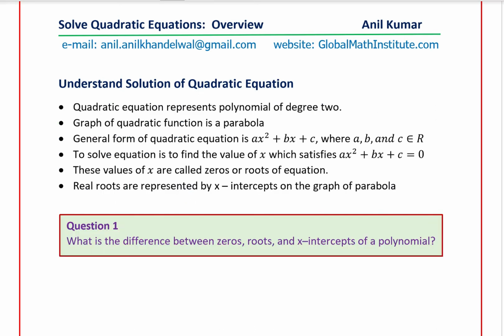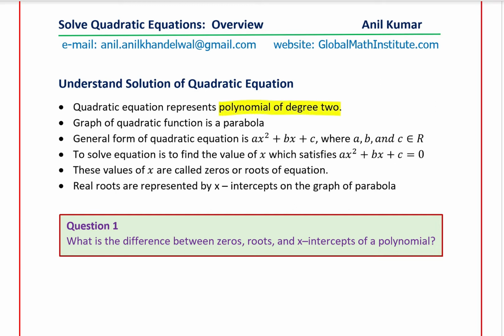Let's begin with understanding the quadratic equation itself. A quadratic equation represents a polynomial of degree 2. The graph of a quadratic function is a parabola. The general form of a quadratic equation is ax squared plus bx plus c, where a, b, and c belong to real numbers.